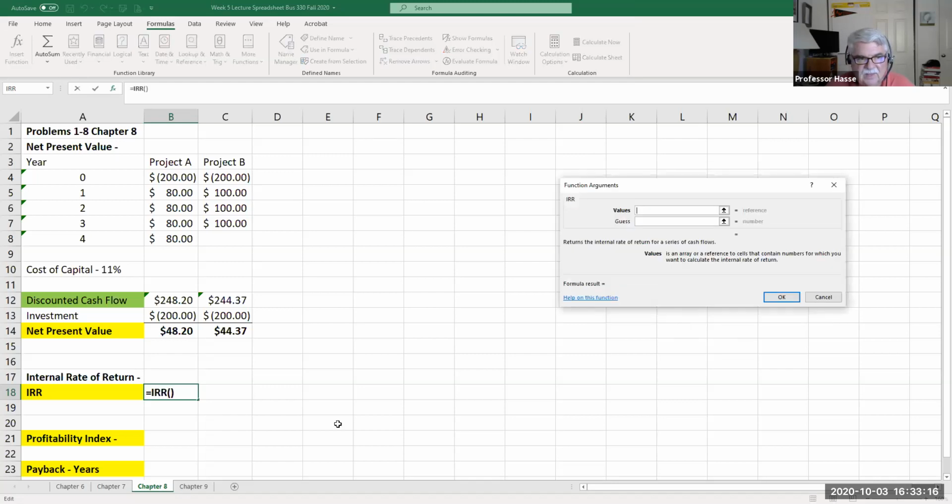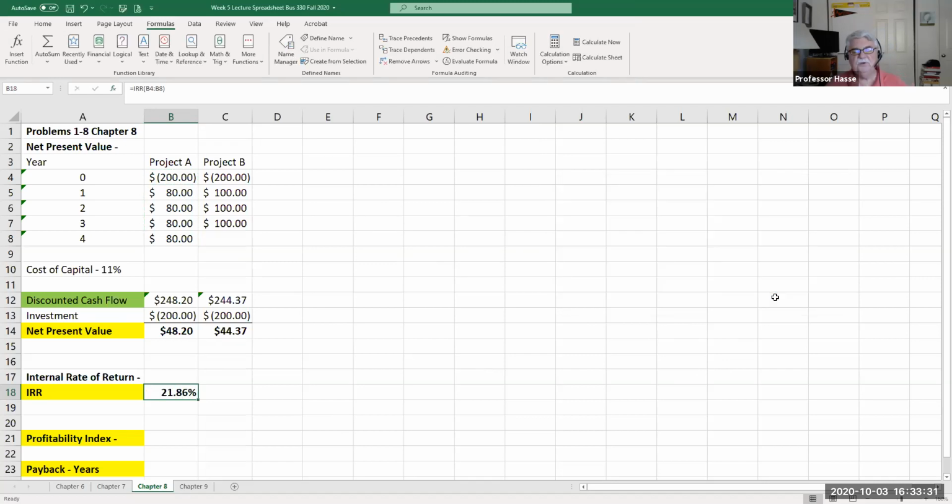And all we do is put in the values, and we include year 0 through year 4, all the years of operation, including the year 0 when you're making the investment. So it's B4 to B8. I hit the OK, and there's the return in a percentage, 21.86. In other words, we're returning 21.86% of our money on this investment as profit.